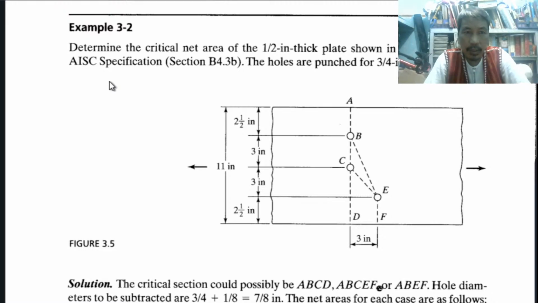Using the specification, the holes are punched for 3/4 inch bolts. So 3/4 inch bolts, and the thickness is 1.5 inch. Therefore, do we need to add 1/8 or 1/16 here? We need to add. We cannot use 0 because the thickness is smaller than the bolt diameter, meaning it could easily be punched through.